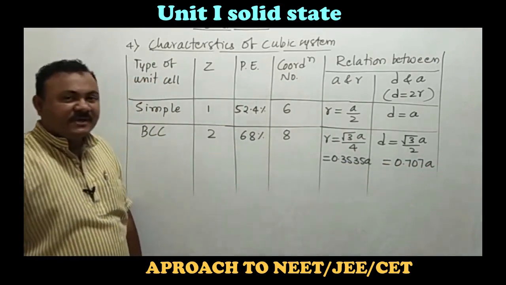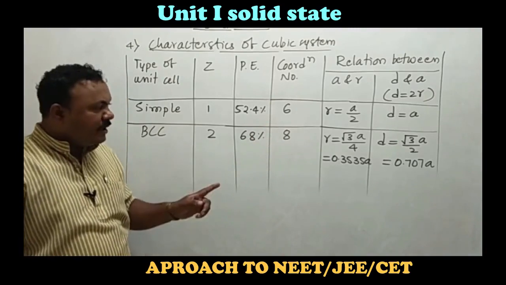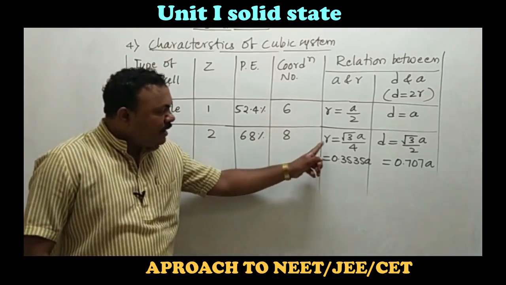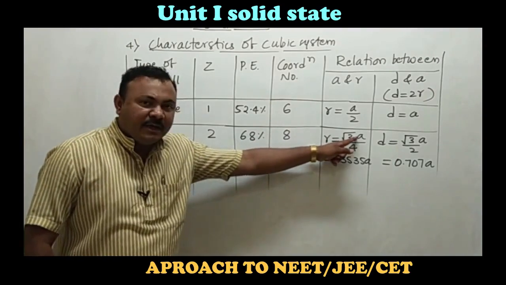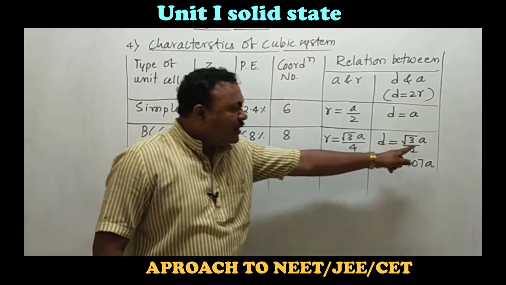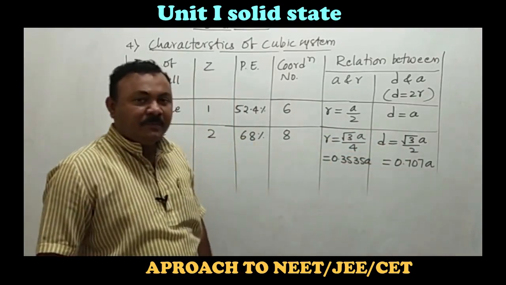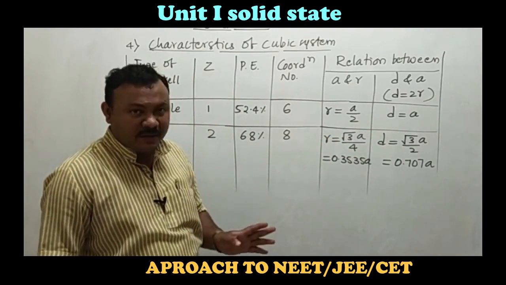We have to practice this table, particularly the last 2 columns are important, where if you know the R, radius of the atom, edge length can be calculated, or they are going to give D, by which we are going to calculate edge length, and that edge length we are going to use it for finding density of the crystalline solid.